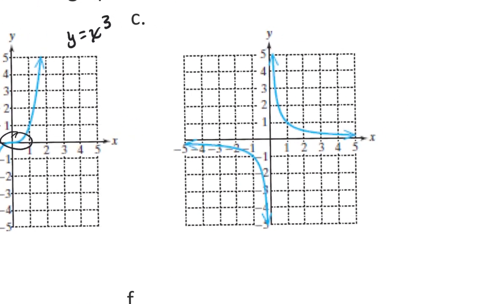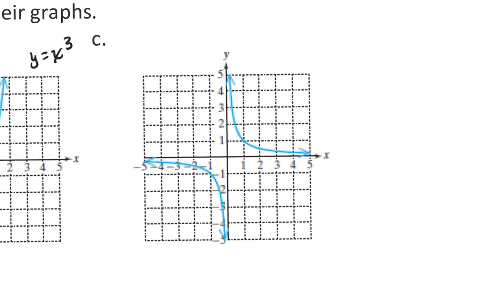This function right here is our 1 over x function. And all this means is that our y's get bigger, our x gets smaller, and vice versa. As our x gets smaller, our y's get bigger. So it's an inverse of itself.